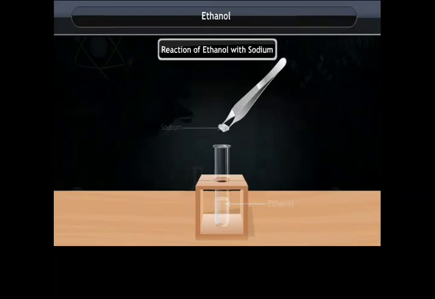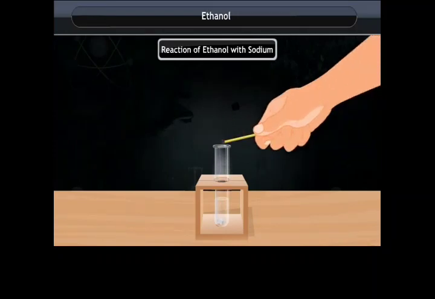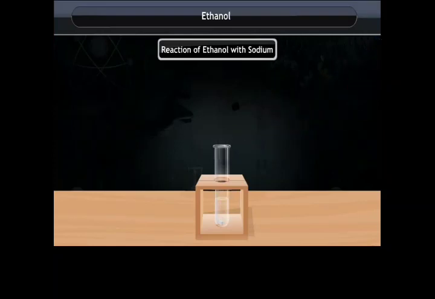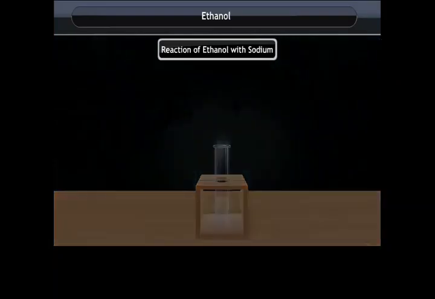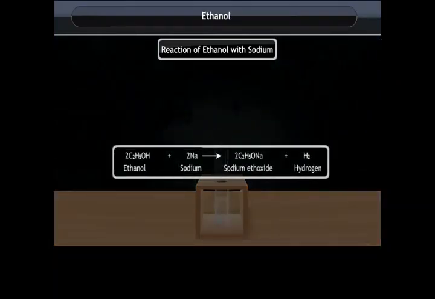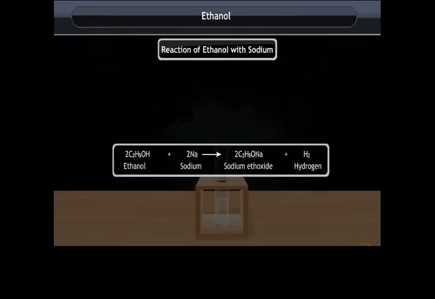What do you see? You see that gas is evolved in the reaction. Now bring a burning matchstick near it. It burns with an explosive sound. So this gas is hydrogen. Ethanol reacts with sodium to form sodium ethoxide and hydrogen.